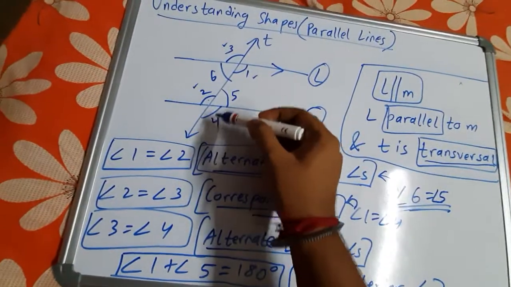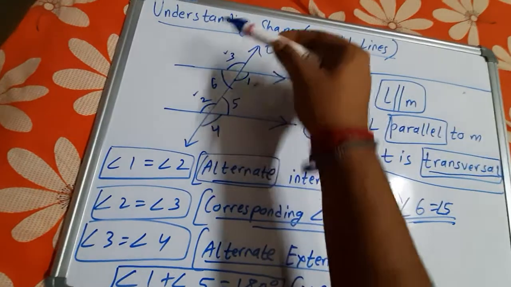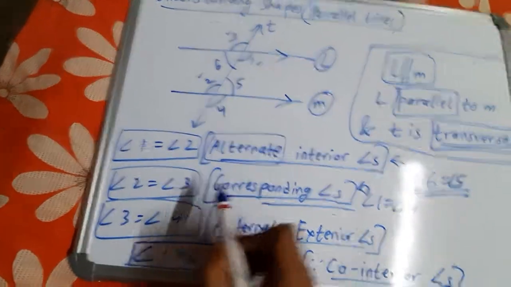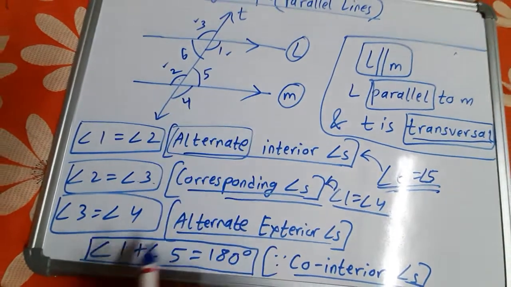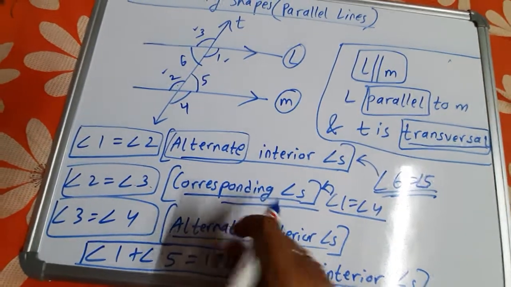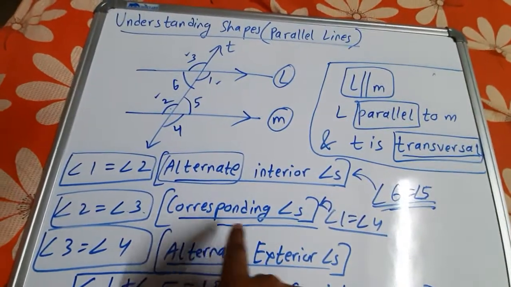Okay, see, 1 and 4, the 4 is the ground floor, 1 is the first floor, 2 is the ground floor, 3 is the first floor. So angle 2 equal to angle 3, and also angle 1 equal to angle 4. See, this is the 1, this is the angle 4, they both are corresponding angles. Okay, 2 equal to 3 and also 1 equal to 4, because the reason is corresponding angles.